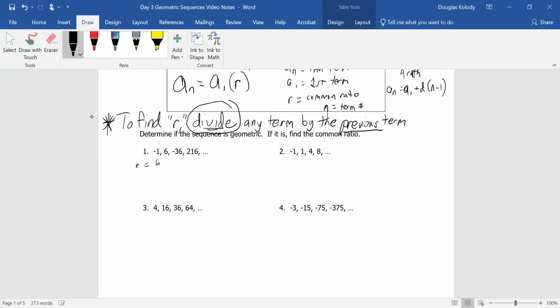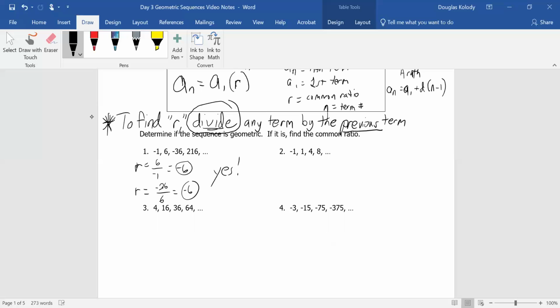So I'm going to do the second term, 6 divided by the first term, negative 1, and I'll get negative 6. I need to try it at least more than once to determine if I get the same ratio each time. Let's try the third term divided by the second term. Do I get negative 6 again? It is. Yes, it is geometric.